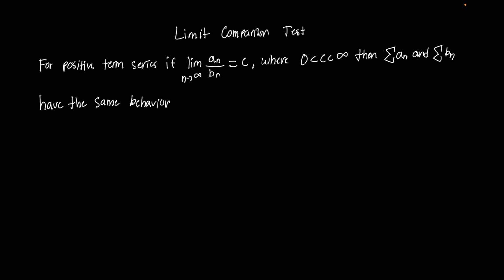Then we have the limit comparison test, which says if the limit as n approaches infinity of the ratio of the two terms, a sub n over b sub n, is equal to c, where c is a number between 0 and infinity, then both series have the same end behavior.